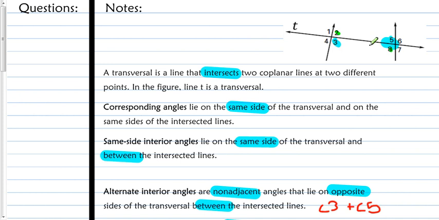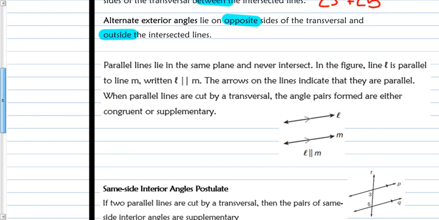And some examples of alternate exterior angles would be 4 and 6. They're on opposite sides of the transversal. 6 is above, 4 is below, and they are both outside. So they're not inside the interior, they're outside. See if you can identify the other pair of alternate exterior angles. And hopefully you identified 1 and 7. Okay, they're opposite of each other and they're exterior.